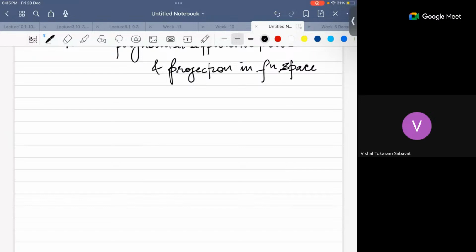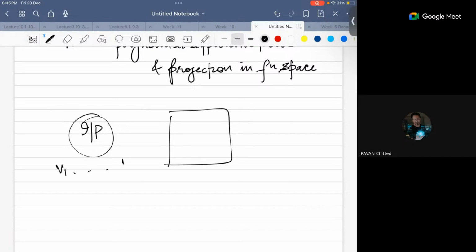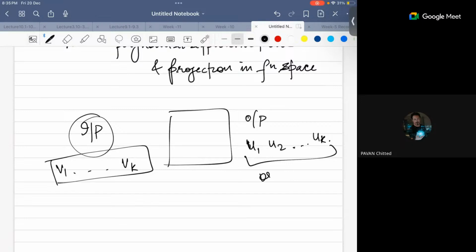Let's, for example, you have an input v1 to vk. These are all normal vectors, not an orthonormal basis for you. You have to get the orthonormal one, let's say u1, u2, uk. This you need what? An orthonormal basis. If you need it, how will you get it?